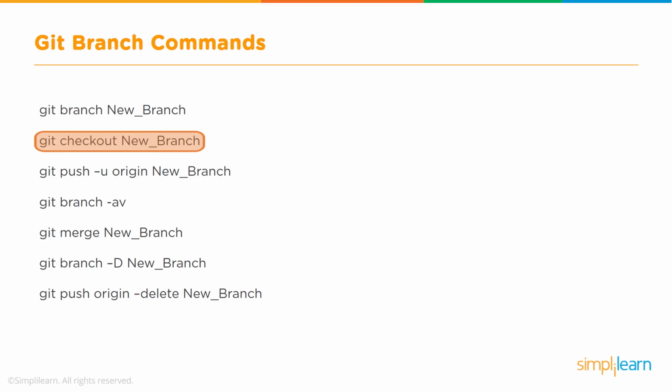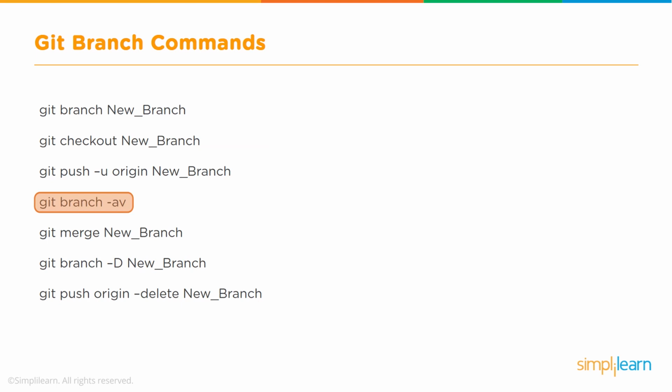Now the branches that are created are by default created on the local repository. In case you want to push any specific branch onto the server, you would have to issue a command git push -u origin and the name of the branch. So this will ensure that the contents of the new branch are pushed onto the server. At any time, if you want to list out all existing branches on your local repositories, the command would be git branch -av.